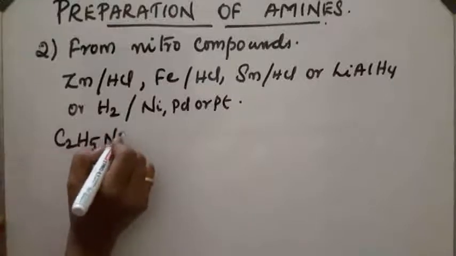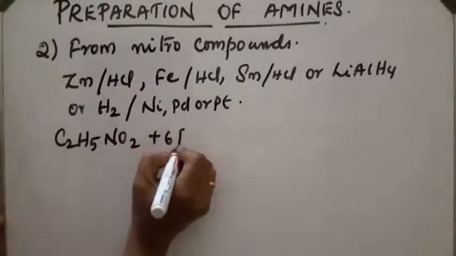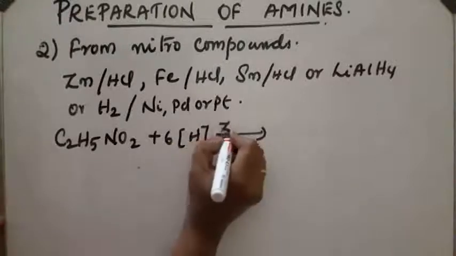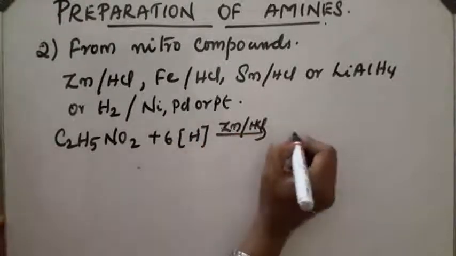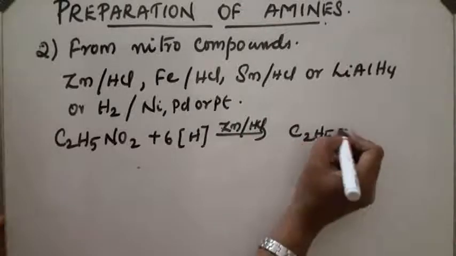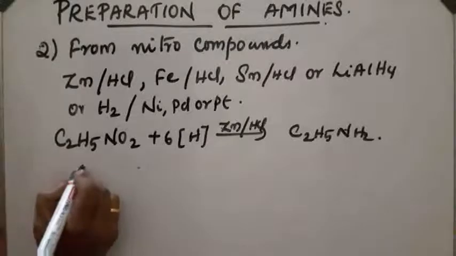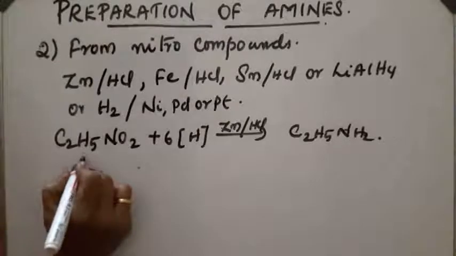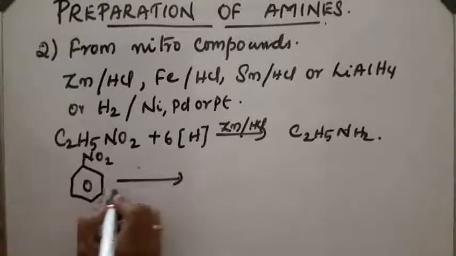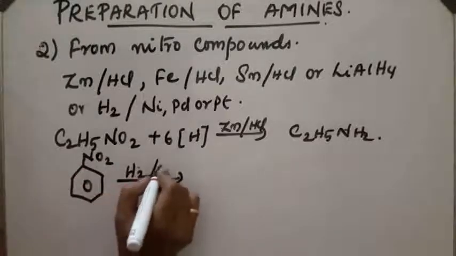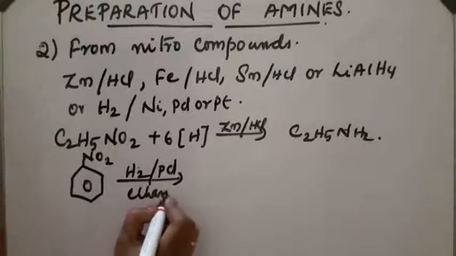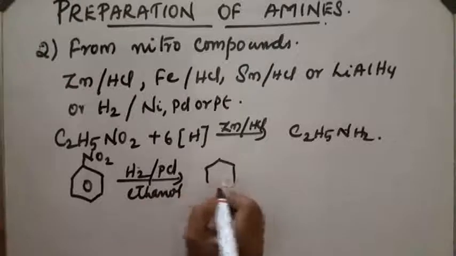With aliphatic nitro compounds on reduction, if you are using zinc and HCl, the reaction will be like this: C2H5NH2. So NO2 gets reduced. Nitro compounds are also reduced by passing hydrogen gas in presence of nickel, palladium or platinum. In the case of aromatic compounds, if you take hydrogen gas with palladium in presence of ethanol, the nitro compound gets reduced to aniline.